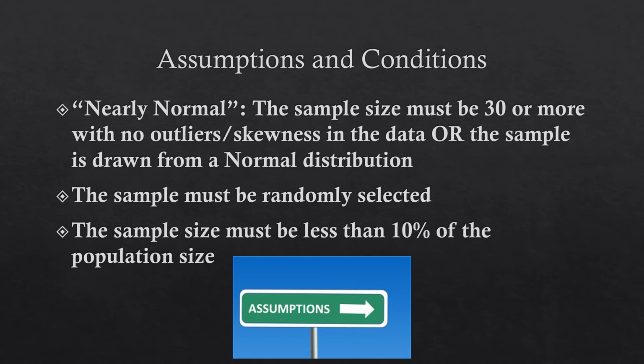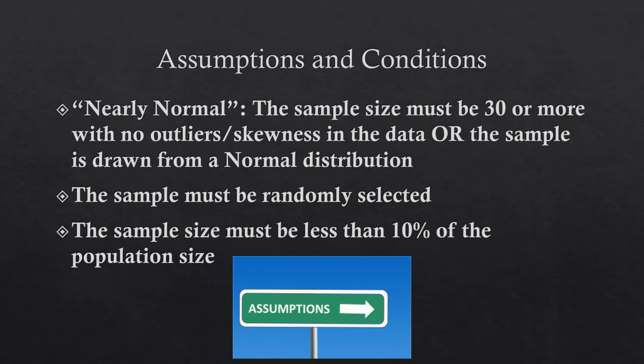Our normality condition, before, we had n times p and n times 1 minus p greater than 10. For means, we now have two ways that we can check this normal condition. The first one is that if you have a sample size greater than 30, you are good to go. So pretty straightforward. In fact, we kind of hope that we're going to have a sample size greater than 30 because that makes that condition very easy.